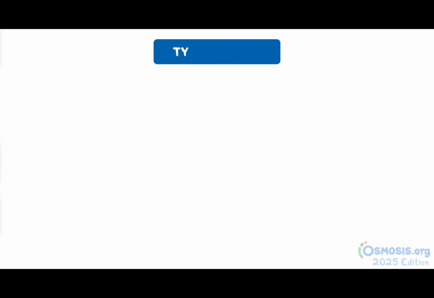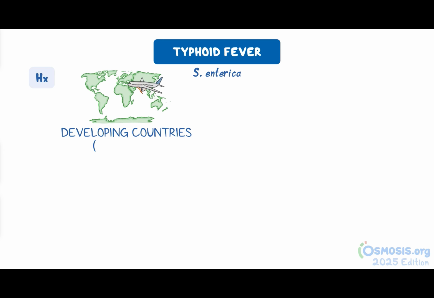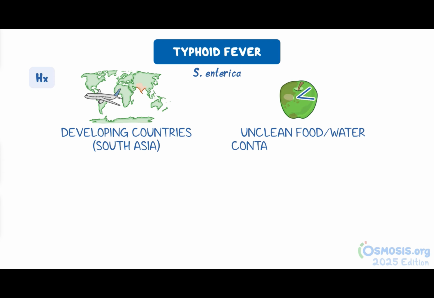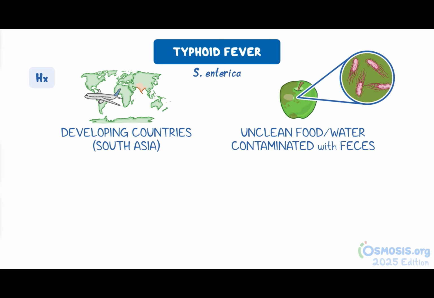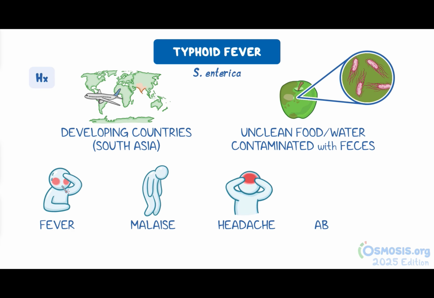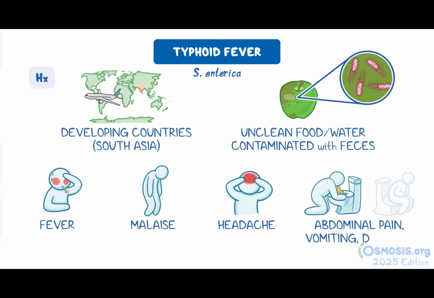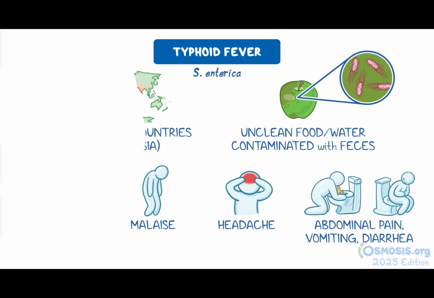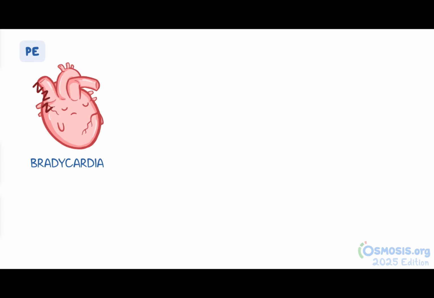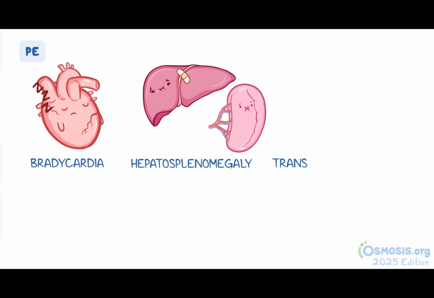Now let's discuss typhoid fever caused by strains of Salmonella enterica. In this case, patients report recent travel from developing countries, especially in South Asia, where they consumed unclean food or water that was likely contaminated with feces. They might also report gradually rising fever, malaise, headache, abdominal pain, vomiting, and diarrhea. Physical exam reveals bradycardia, hepatosplenomegaly, and transient rose-colored spots on the trunk or abdomen.